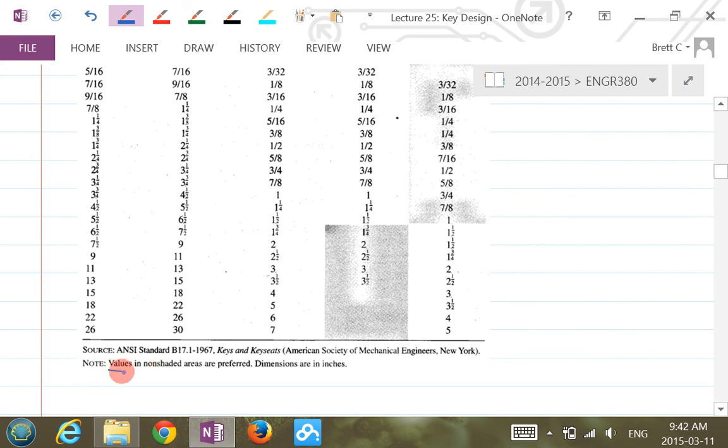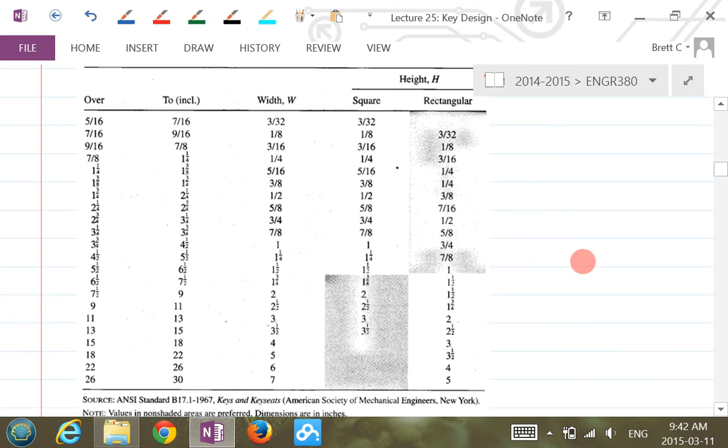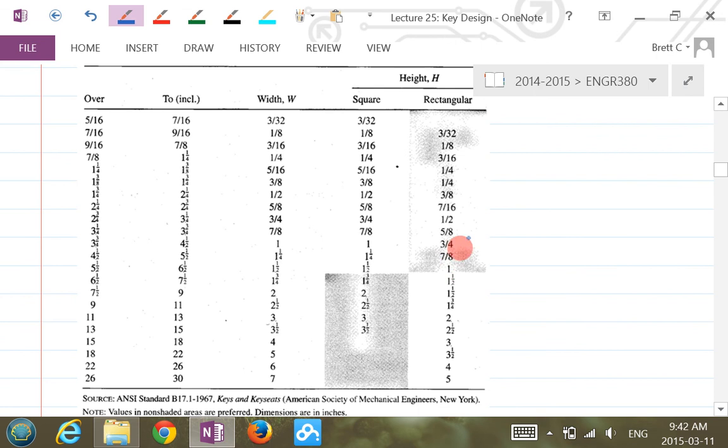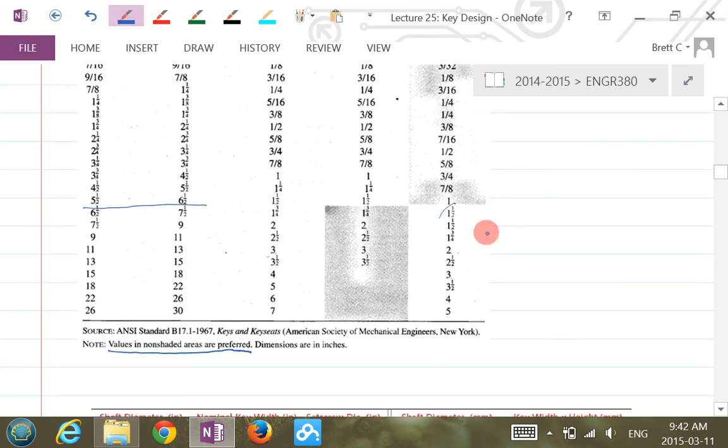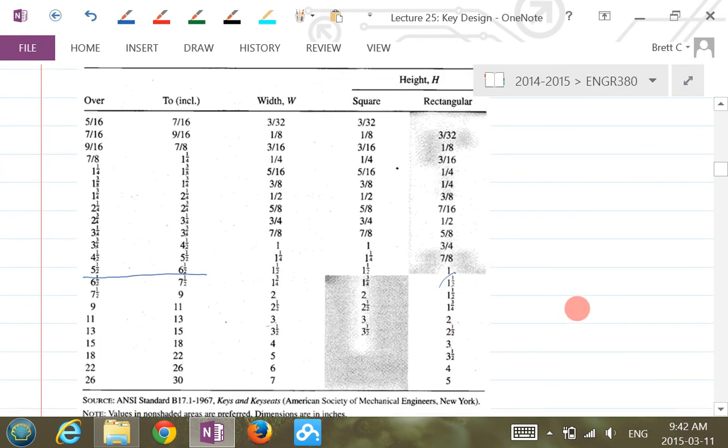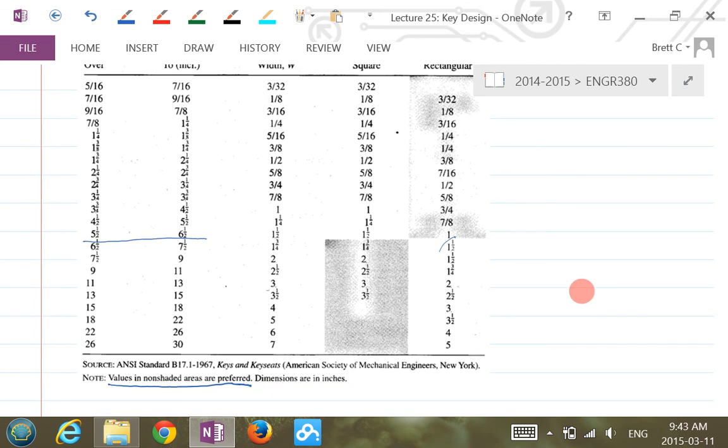However, the standard does state pretty clearly here: values in non-shaded area are preferred. So what does that mean? This is the shaded area, right? It goes up to about here, 6.5. So for shaft size less than 6.5, it recommends a square key. And for shaft size greater than 6.5, it recommends a parallel key, or rectangular key. That's what this table tells you.